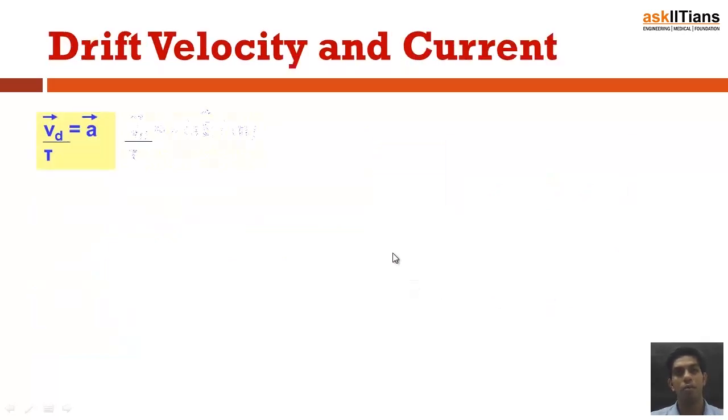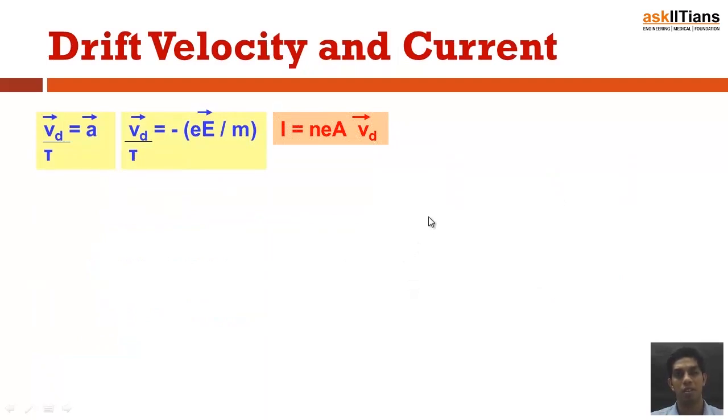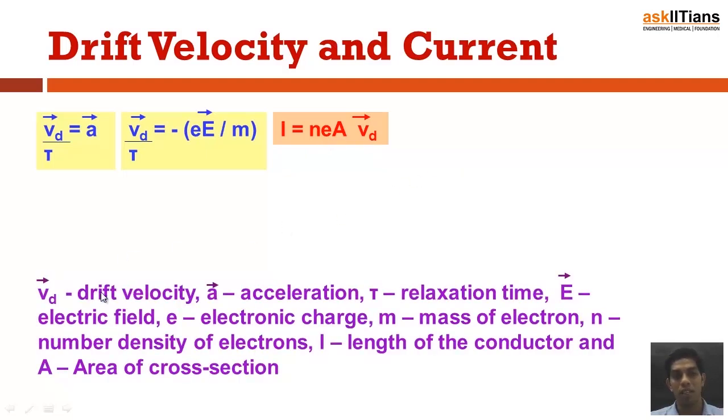Now we study drift velocity, that is, what is drift velocity, what are the factors affecting drift velocity, and what's the relationship between drift velocity and the current. These are the three expressions: the first two tell me about drift velocity, and the third one tells me about the relationship between the current and drift velocity. These are the meanings of the symbols used in these three expressions. We will come back to these expressions later, but we'll first get clear with the setup.